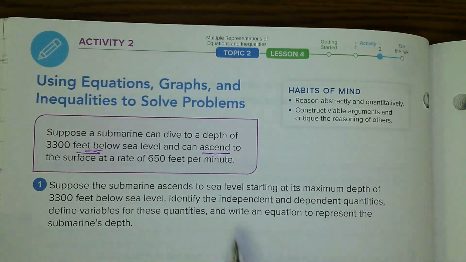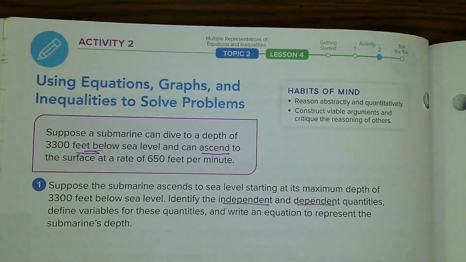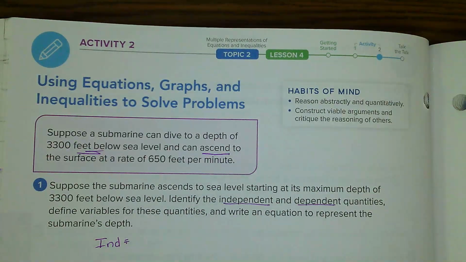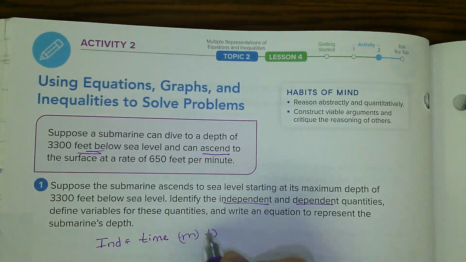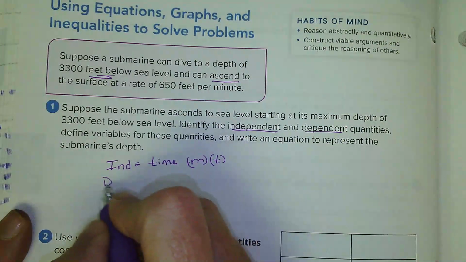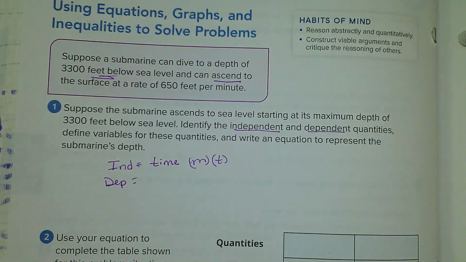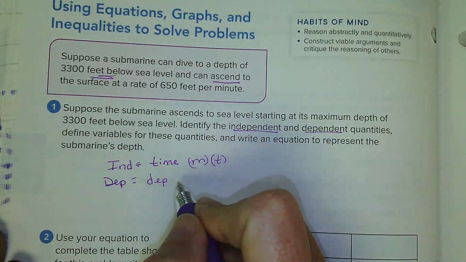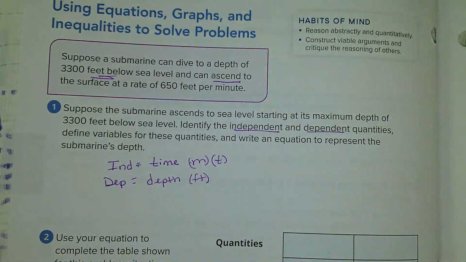The first thing I want you to notice is that our homework asks for an independent and a dependent quantity or variable. The independent one is the one that doesn't need us to do anything, and that will always be time. We can call that M for minutes, or T for time, and we'll talk about that as we get to our graph. As we move down, our dependent variable, what depends on the time, how long we're in the water, how long we're rising, is going to be our depth. And that will be feet per minute, something going up.